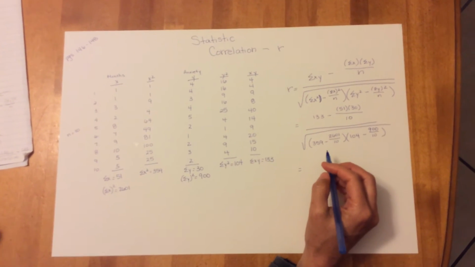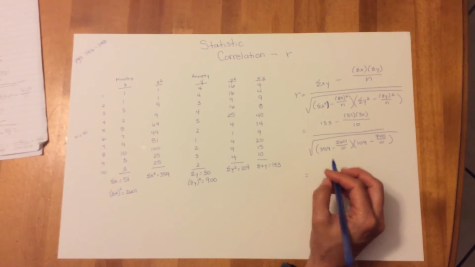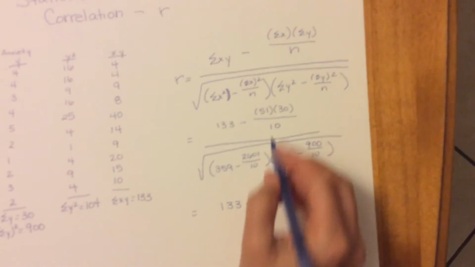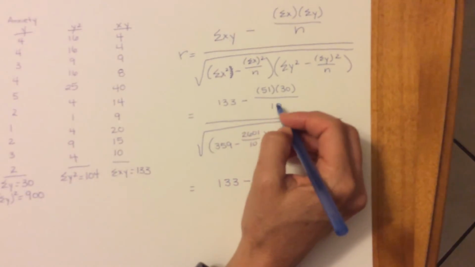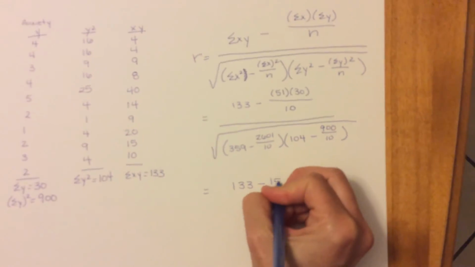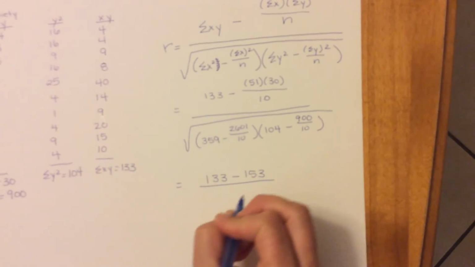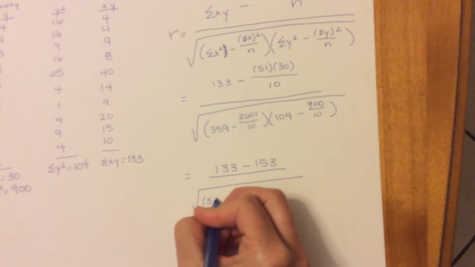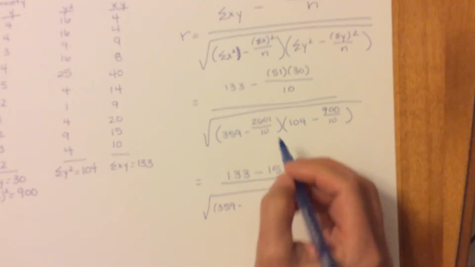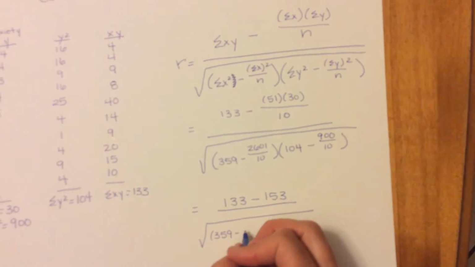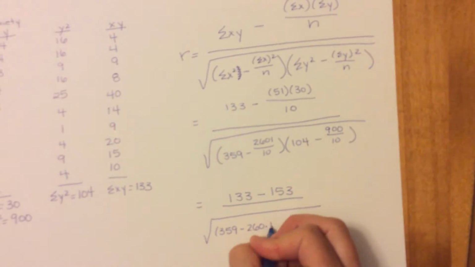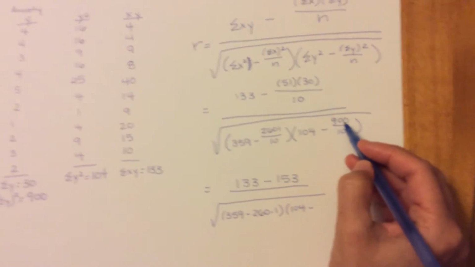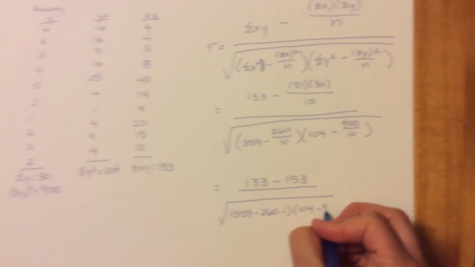And then if we do that out, we'll come up with 133 minus, and if you do this out, 51 times 30, and then divide it by 10, you'll come up with 153. I take a little longer to do the bottom expression. So it's 359 minus 2601 over 10 is going to be 260.1. And the same thing over here, 104 minus 900 divided by 10 is 90.